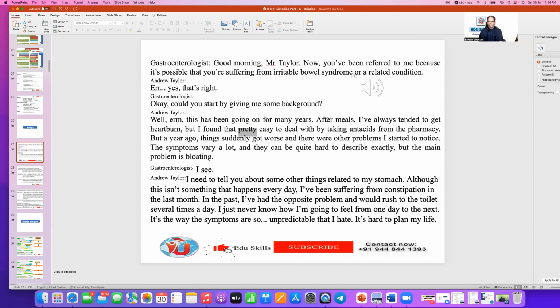Just read the script along with listening to the audio. As you listen to the audio, try to read the script at the same time. Try to write down something in your notebook, okay?